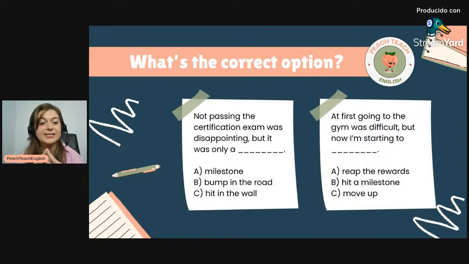Not passing the certification exam was disappointing, but it was only a blank. Is it going to be A, B, or C?